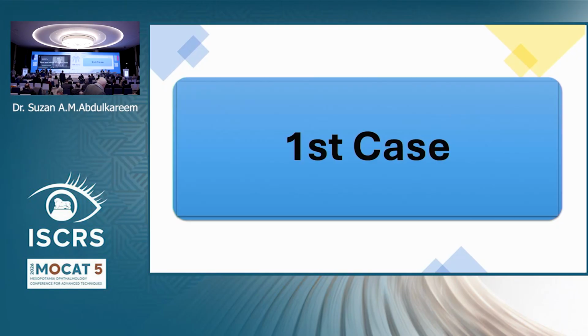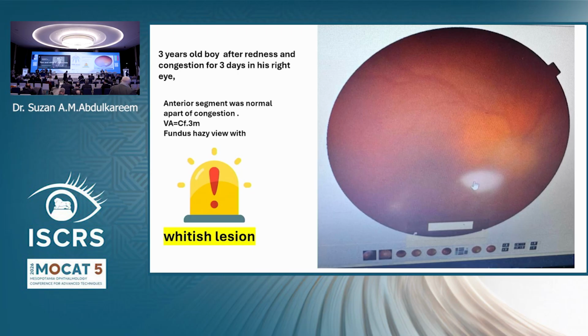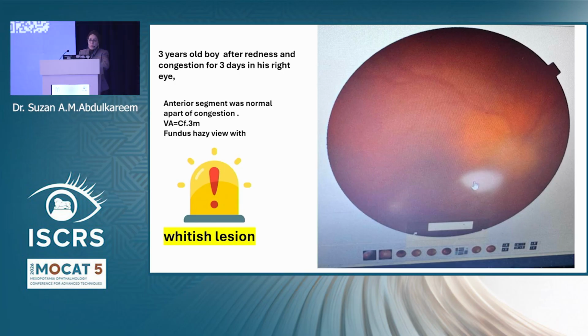Our first case was a 3-year-old boy. He had a history of 3 days redness and congestion, for which he was given some anticongestant. Then when he came to the hospital, we examined his fundus and we found this whitish lesion, and we thought about retinoblastoma because this should be excluded first in a 3-year-old boy.